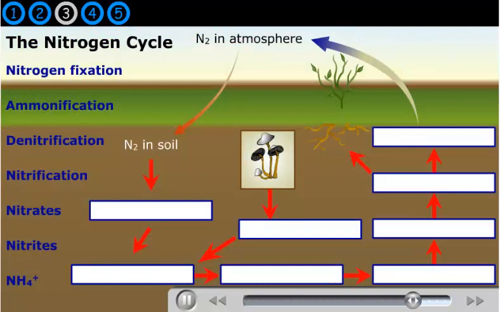To see how well you understand the nitrogen cycle, drag the labels to the appropriate place on the diagram. You may have to use a label more than once.